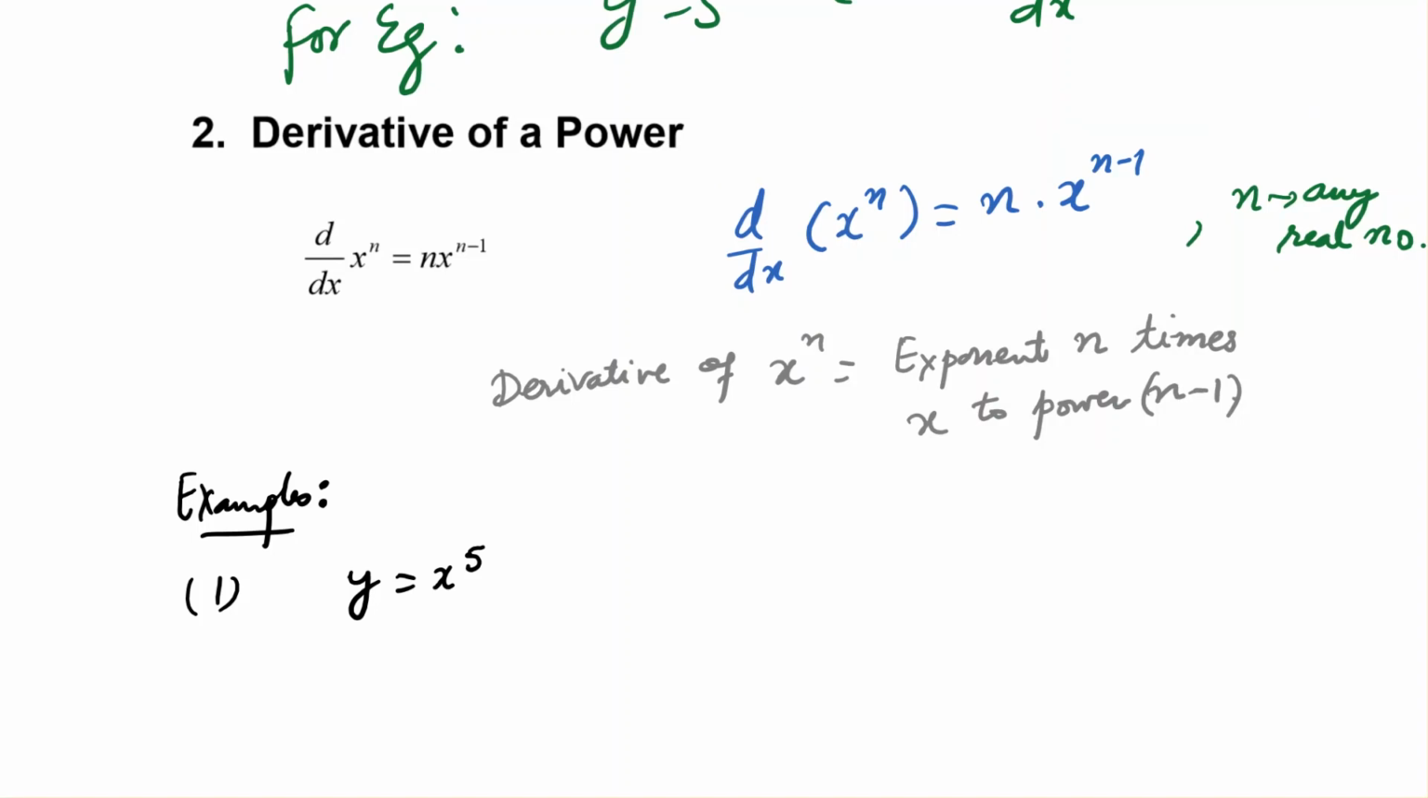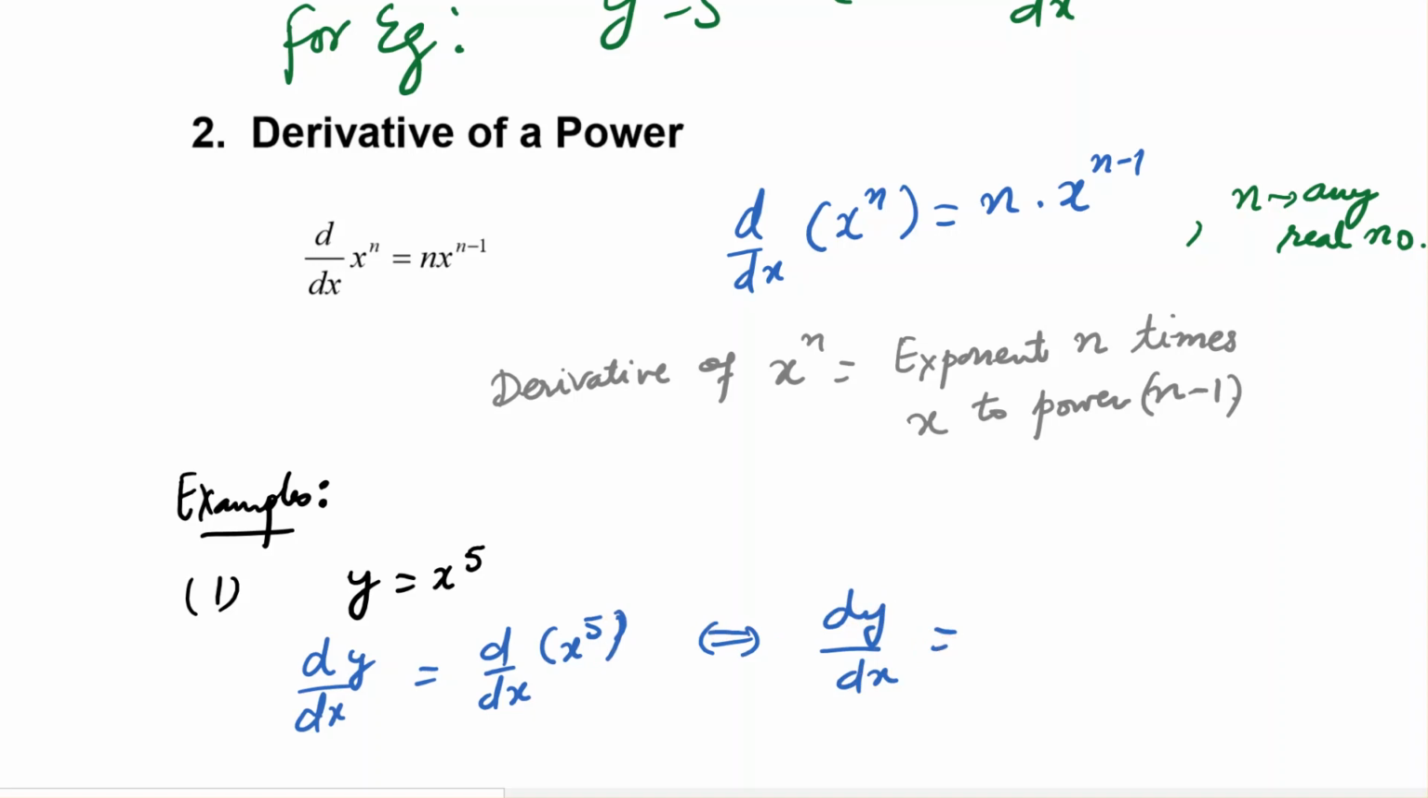Let's discuss a few examples using this rule. Let's say we have the function y equals x raised to power 5, and you want to figure out the derivative. Taking the derivative with respect to x on both sides, dy over dx is equal to the derivative of x raised to power 5. And then we know that the derivative is equal to, bring the power down and decrease the power by 1. Earlier we had 5, so now we do 5 minus 1. So we get 5x raised to power 4.